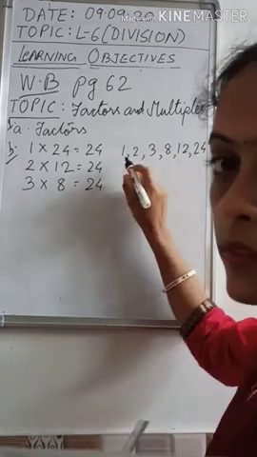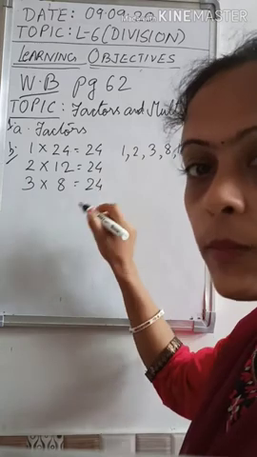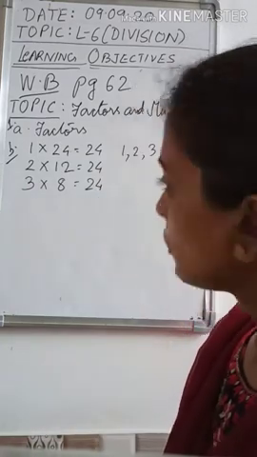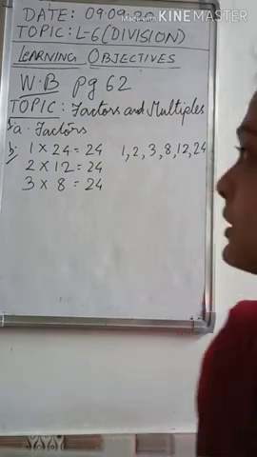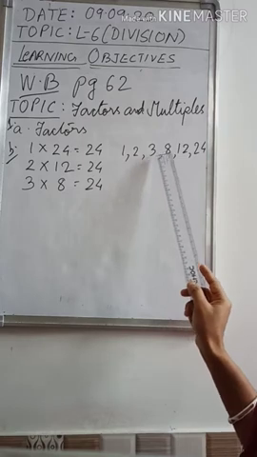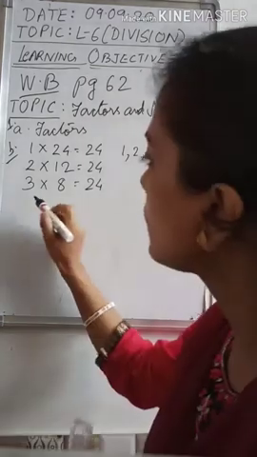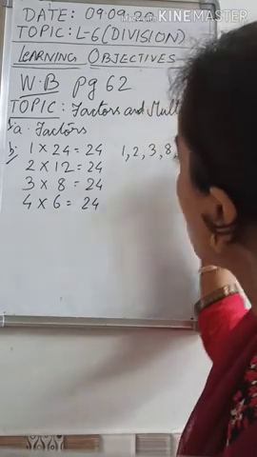So 1 is always the first factor of every number, and 24, the number itself, will be the last factor of every number. Okay, so we have these factors. In your options you are given 3 8, so we can see 3 8 is there, option A. Option B, you are given 6 4. In the table of 4 also we get a 24, so 4 and 6 are also factors.